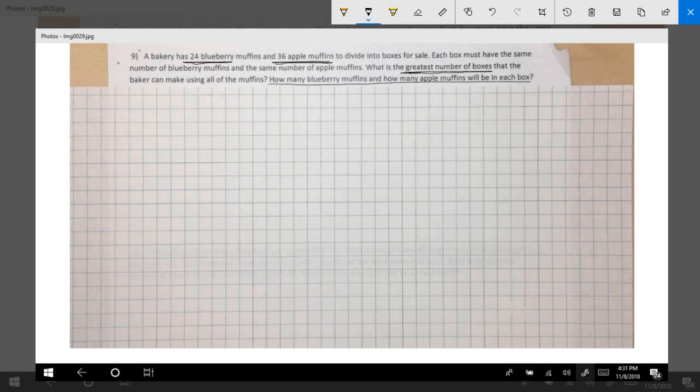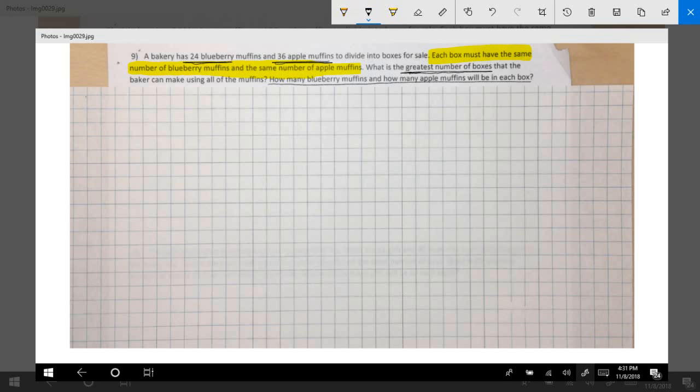So let's start with answering the first question. What is the greatest number of boxes the baker can make using all of the muffins? Okay, so there's a couple key pieces of information in this question. Each box must have the same number of blueberry muffins and the same number of apple muffins. So that's just plain important. That is information that we can't ignore. It kind of sets up a lot of rules for this problem and how we solve it.